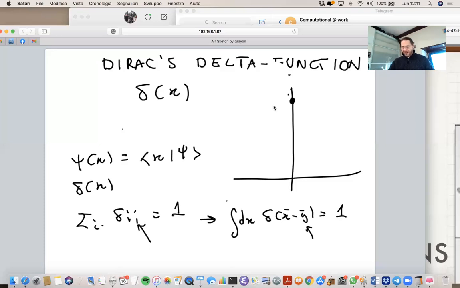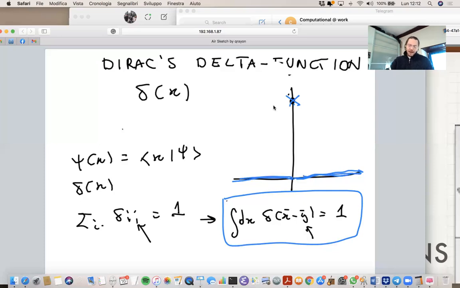The only problem is that a function that is strictly 0 everywhere but equal to 1 in a point does not obey this normalization condition here, because the integral of a function that is 0 except in a finite number of points is by construction 0. So the area underneath this curve is 0. So clearly this does not provide a good continuum representation of the Kronecker delta because it violates this important property, which you want to keep.